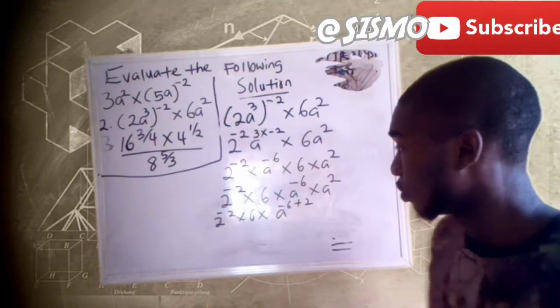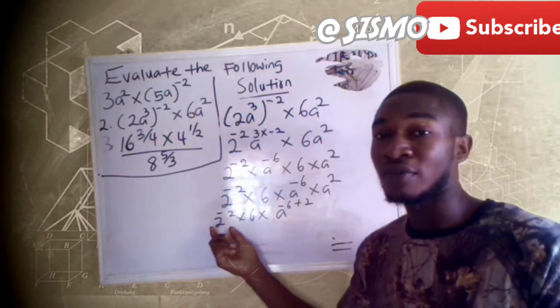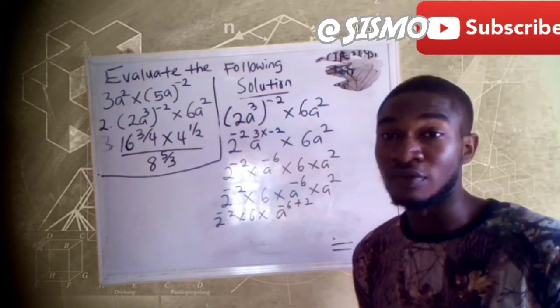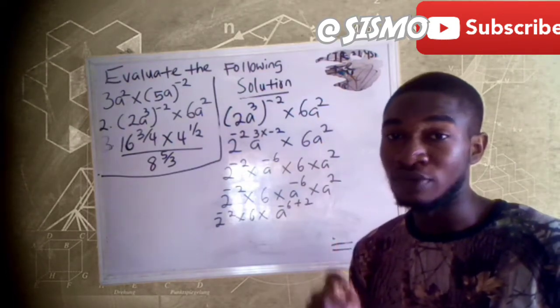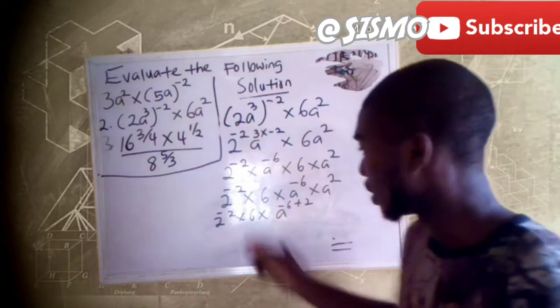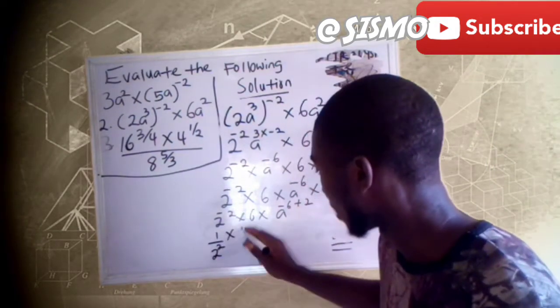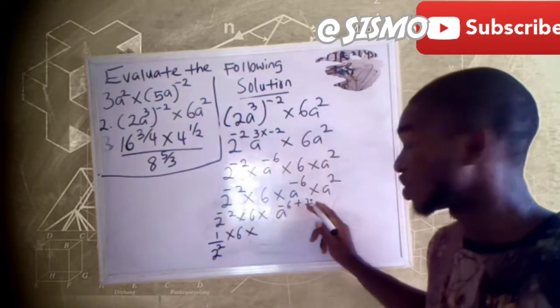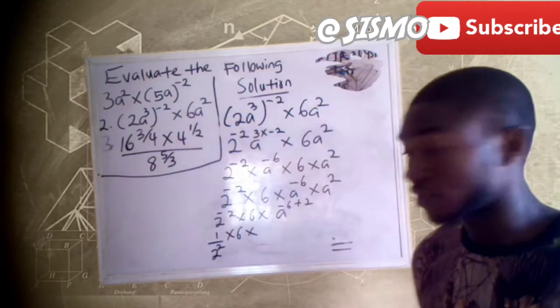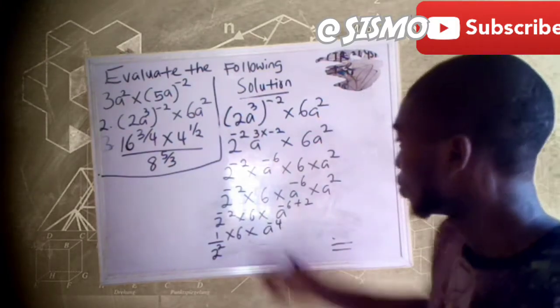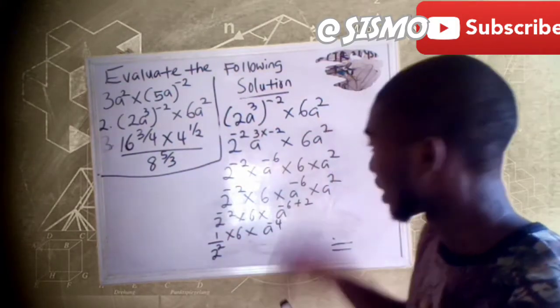Now, looking at this, I told you anytime we have a number or a variable in which the power is a negative number, we will apply the law of the negative index. So here we will now have 1 over 2 raised to the power 2, multiplied by 6 times a to the power of minus 6 plus 2, which is minus 4. So this will give us a to the power of minus 4.